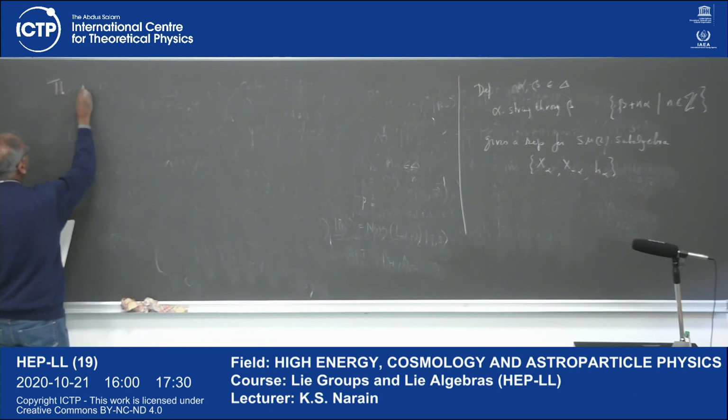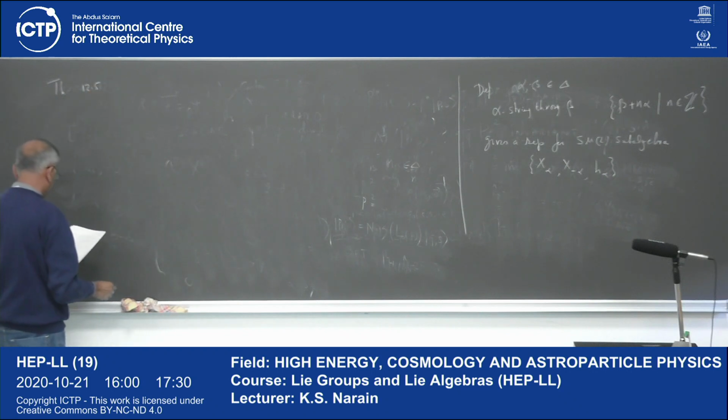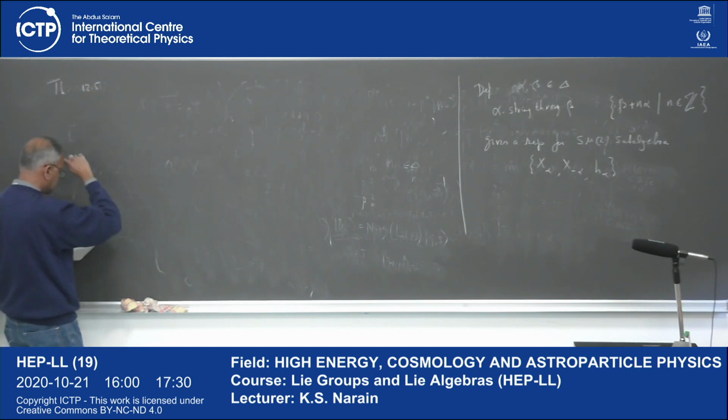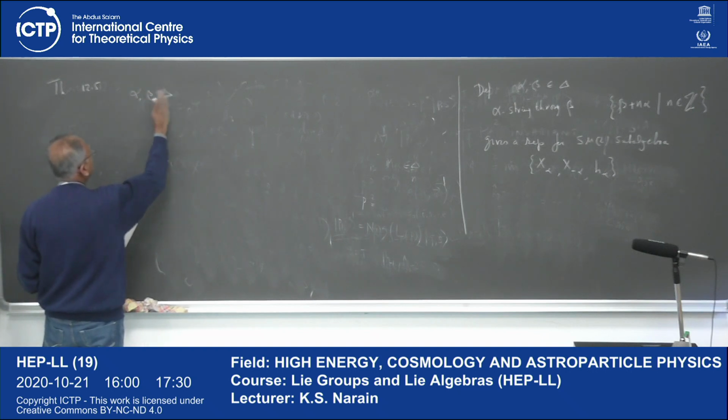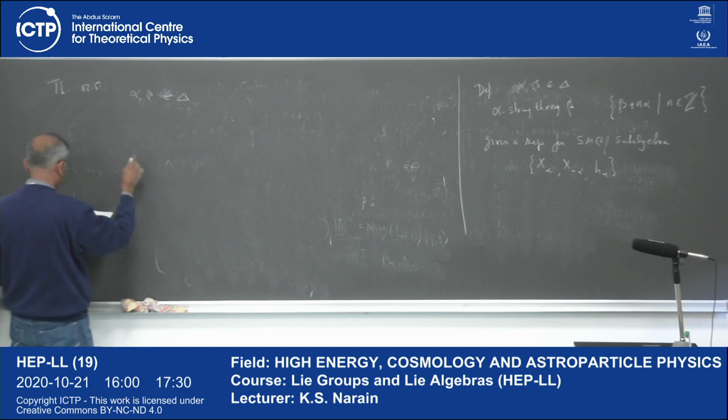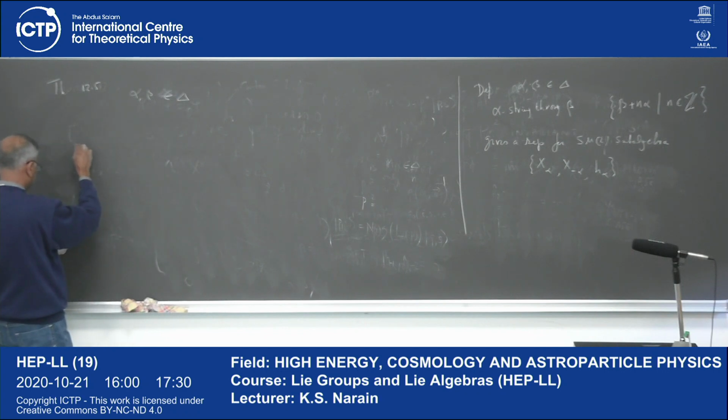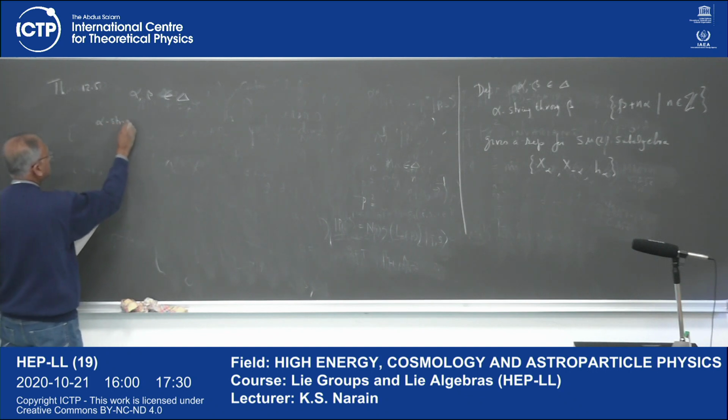Theorem 12.5. So the first statement is, we have again alpha, beta belonging to Delta, the roots. And so consider an alpha string. Take an alpha string through beta.